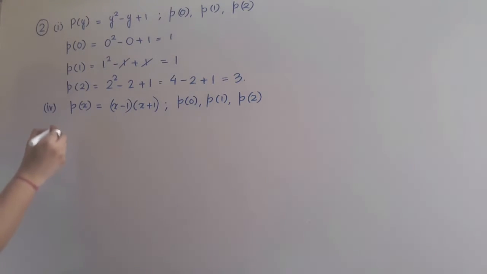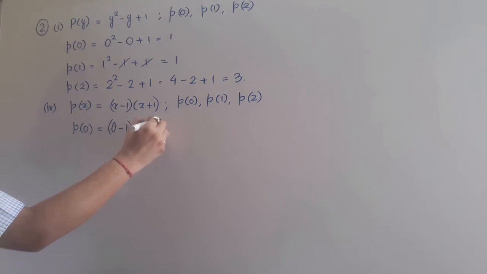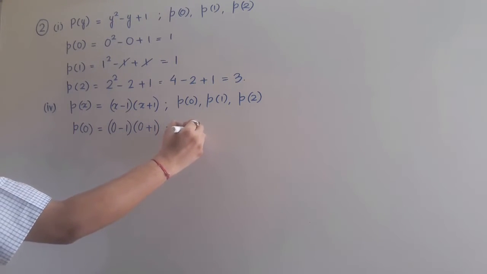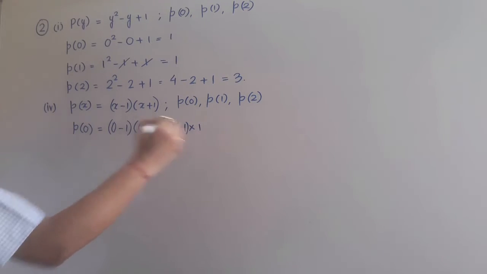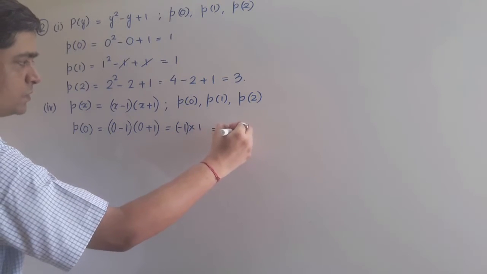Okay, so let us find out first P of 0. So P of 0 is equal to, I will replace x by 0. So 0 minus 1 into 0 plus 1. Now here, first of all you solve the bracket. So 0 minus 1 will be equal to minus 1 and 0 plus 1 will be equal to plus 1. Minus 1 into 1 will be equal to minus 1.